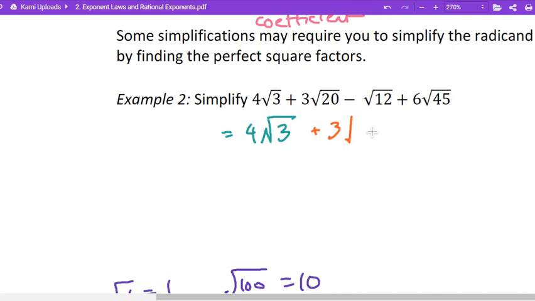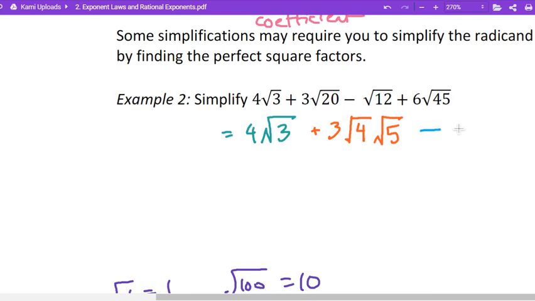So 20, what can I multiply 20 by? Yeah. 5 and 4. And I just, in practice, always put the perfect square first. So I'll write 4 times 5. So that's a good question. Could I do 10 and 2? Can I take the square root of 10 or 2? I can't. So that wouldn't be helpful.